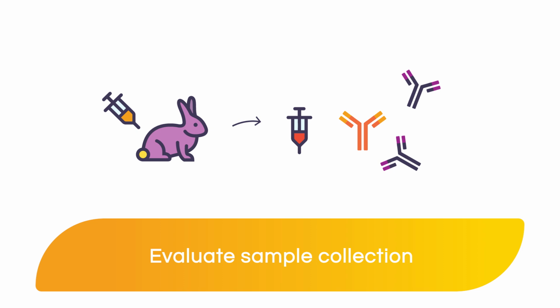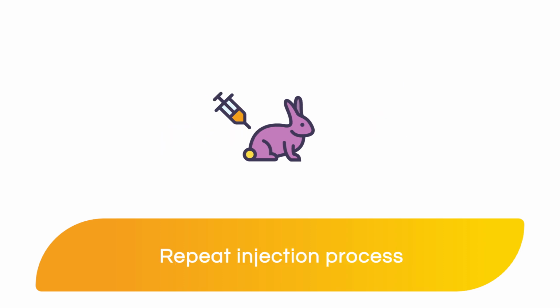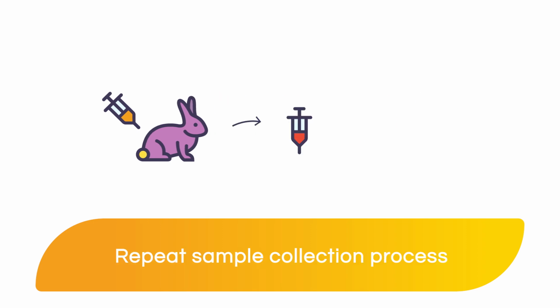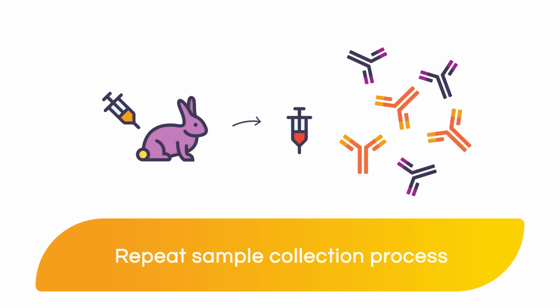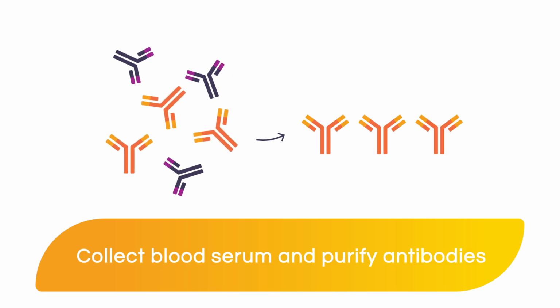If it is enough, we're ready to proceed, but more than likely we're going to have to give a booster injection, which is injecting the same animal with the same antigen. Then we wait another 2-3 weeks and repeat the process until we have enough antibody in that blood serum. At that point, we collect that serum and we move forward with antibody purification.